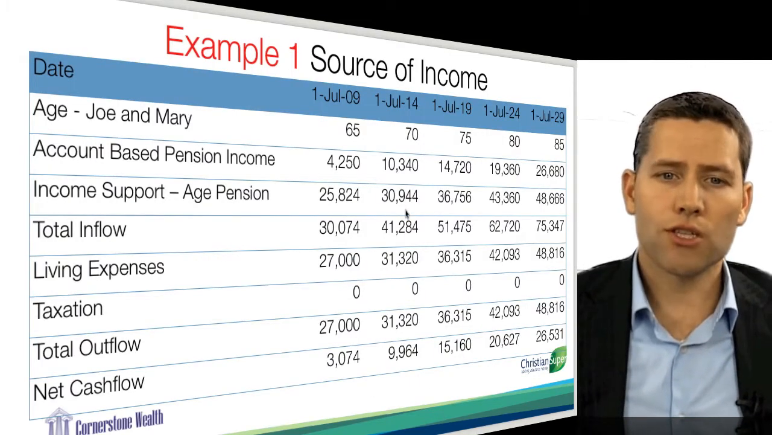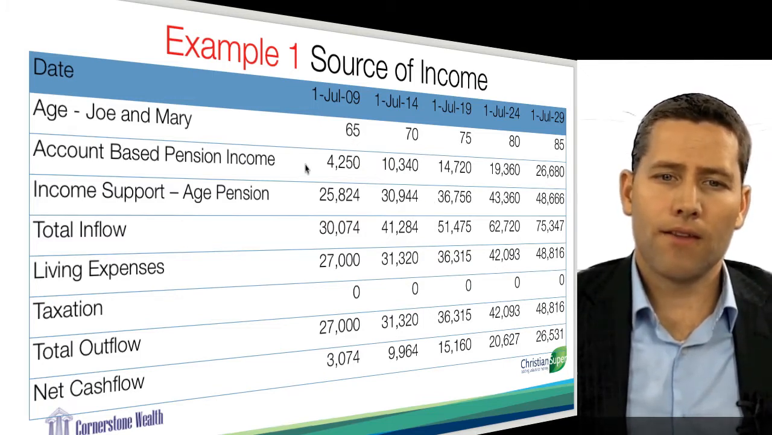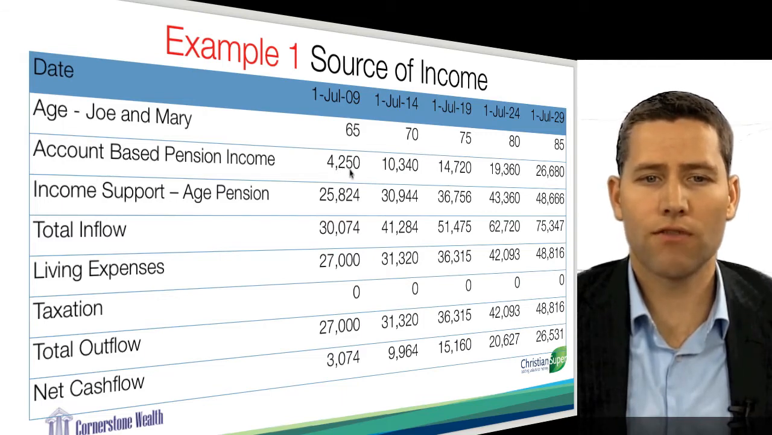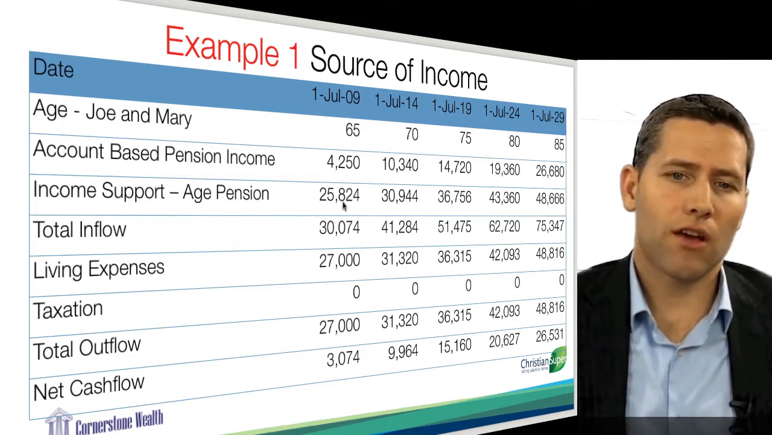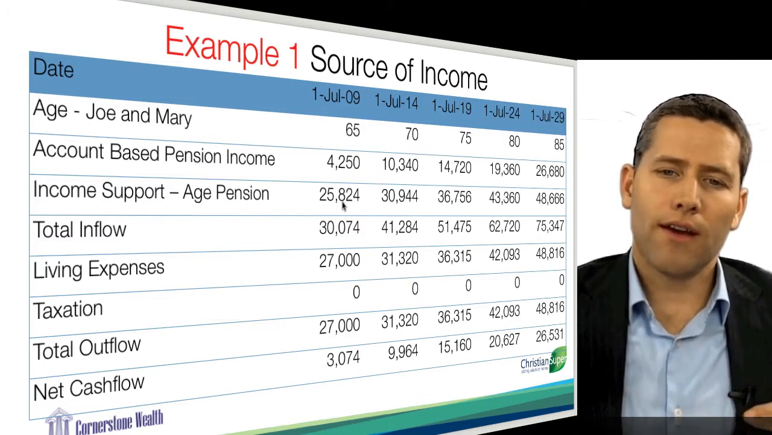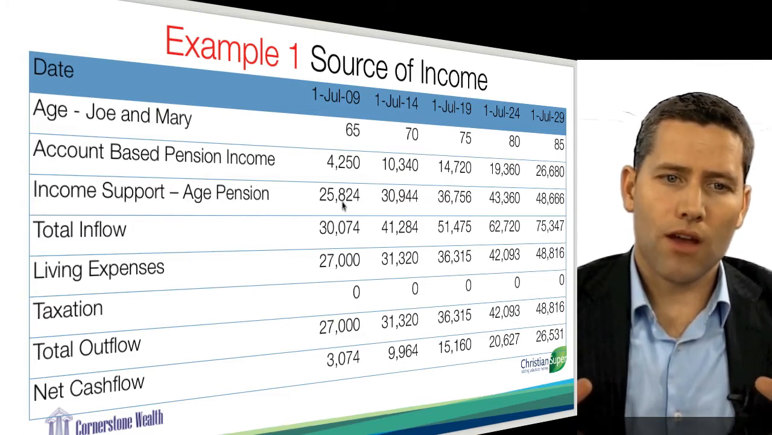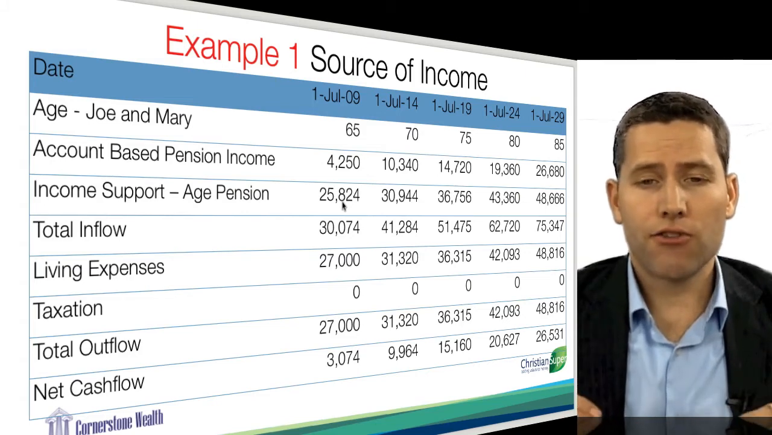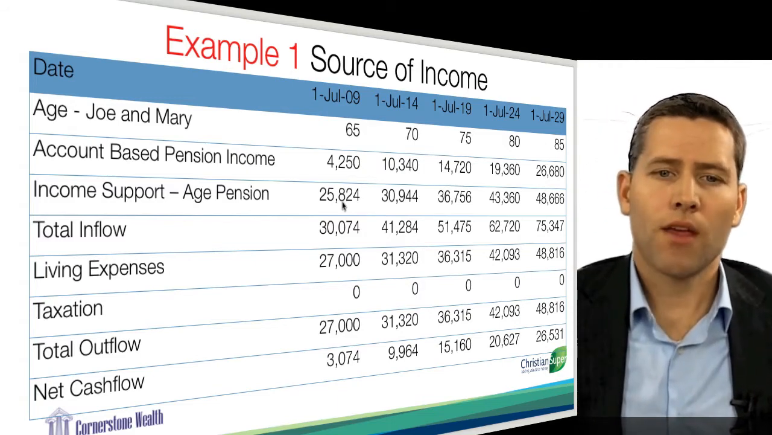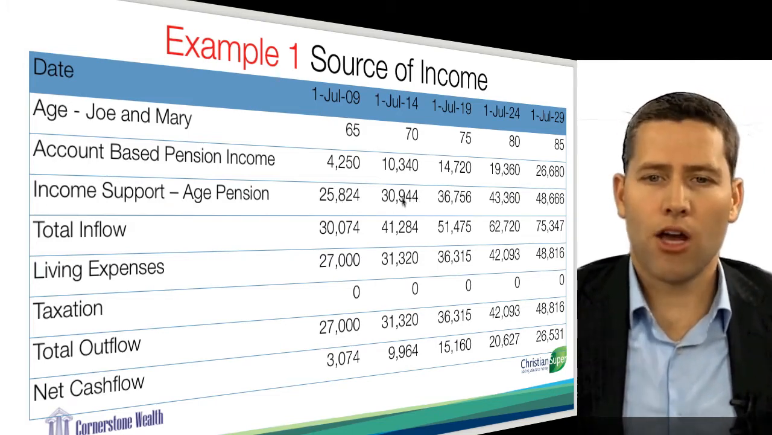But let's look at the sources of income, just to give you a gauge of where they come from. At age 65, their account-based pension provides $4,000 of their total income, and the age pension provides just under $26,000 of their total income. Now, because their assets are continuing to grow, because of the assets test, the amount of income support they get decreases relative to what their account-based pension provides them with. So because their assets are increasing, they're getting less and less age pension relative to their total income over time.